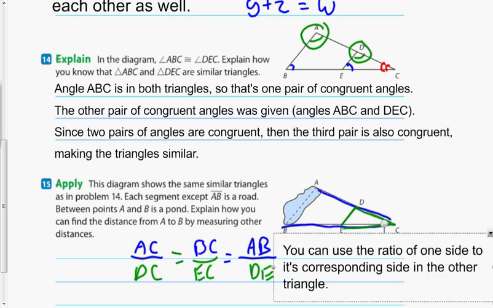All right, there, I typed it out. You can use the ratio of one side to its corresponding side in the other triangle.